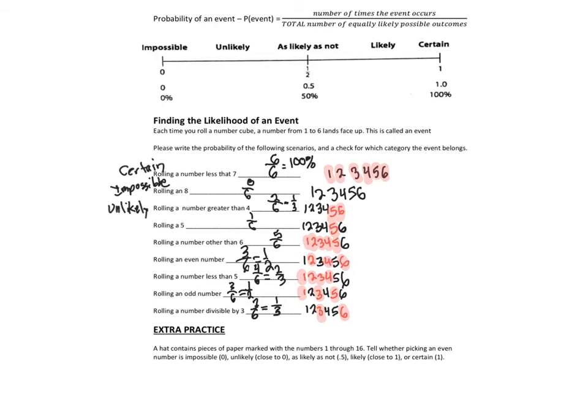Next one, rolling a 5, we got 1/6. When we divide that out, we get about 0.16. So that's going to be unlikely. Next one, we have rolling a number other than 6. So we got 5 out of 6 there. Not quite to the 100%, so that one's going to be likely.